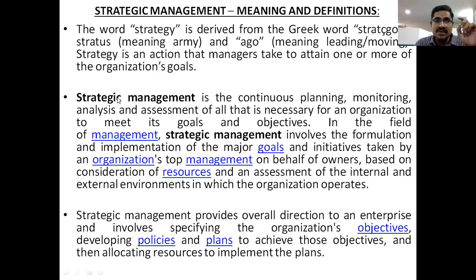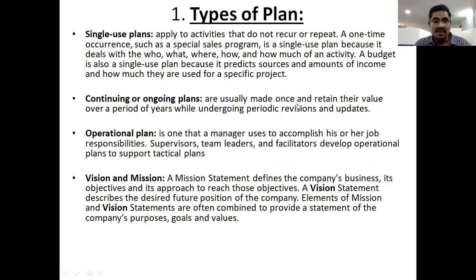So strategic management means preparation of plans, continuous monitoring and analysis of the reports, assessment or checking of our performances, and next setting the goals and policies, planning for allocating the resources and maintenance of the resources. All these things come under strategic management for the purpose of achieving the targets of the company, right?